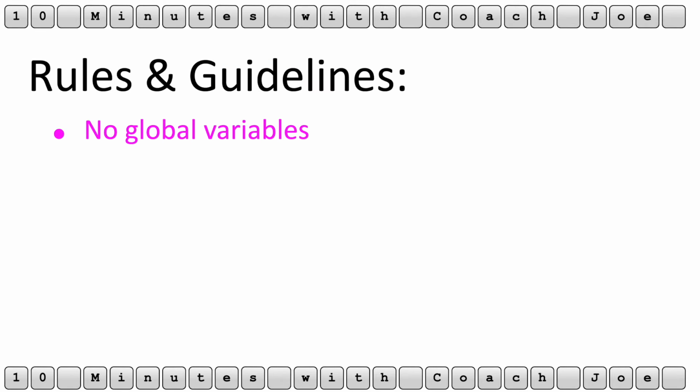Here are a few rules and guidelines to consider. Never create a globally public variable. Bad things can happen when too many classes, methods, or developers can change a variable from anywhere.